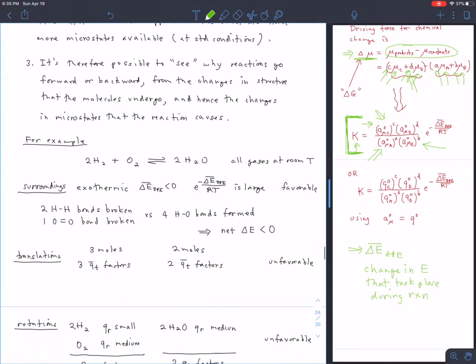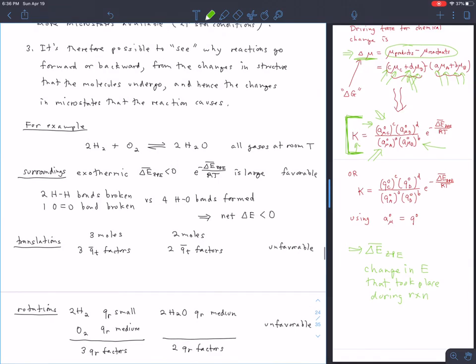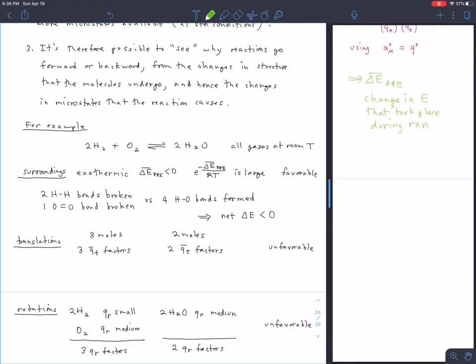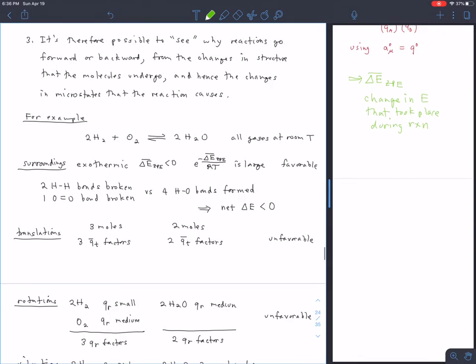Okay, that is my interpretation of the equilibrium constant and therefore of the factors that drive a chemical reaction. It's possible to see qualitatively why a chemical reaction will go or why it won't go and which direction it will tend to go, even without doing calculations. Let's see how that works.